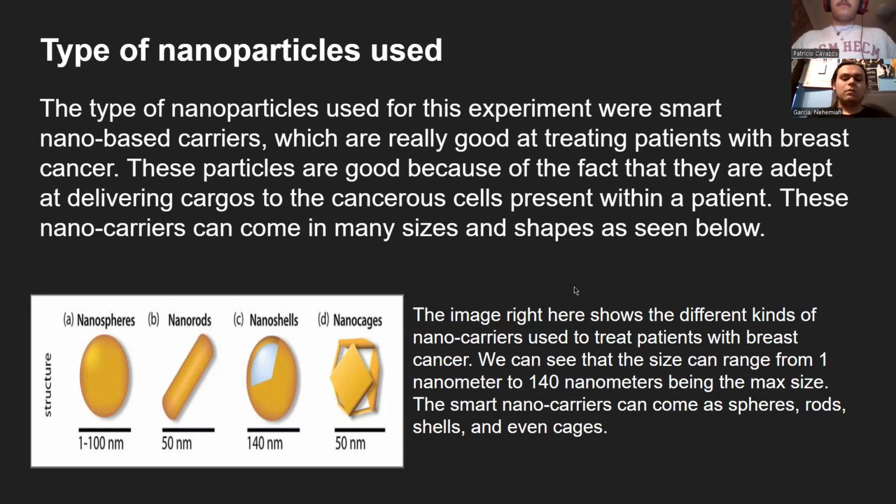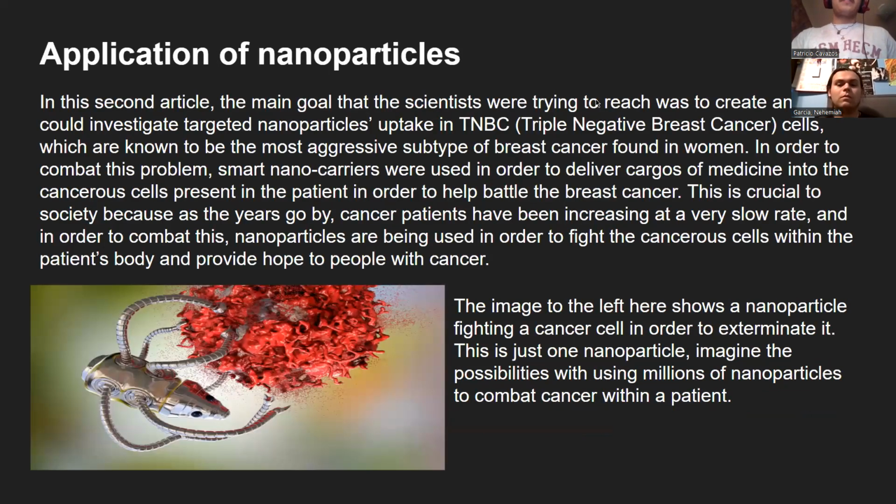This provides a variety and diversity of nanocarriers for different entry sites within the host. So, what was the application of these nanoparticles? In this article, the main goal was to try and combat TNBC, which, according to the article, is the most aggressive subtype of breast cancer, triple negative breast cancer, which is found in women, of course.